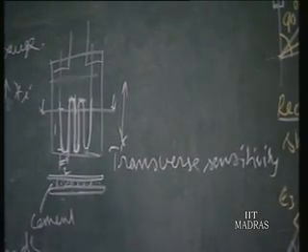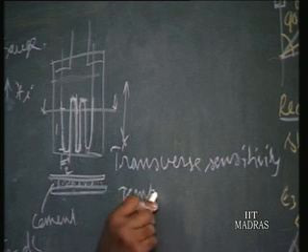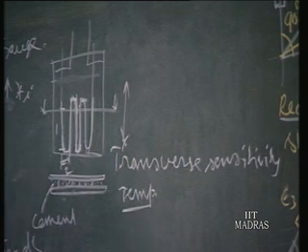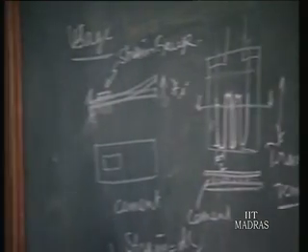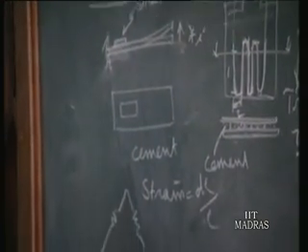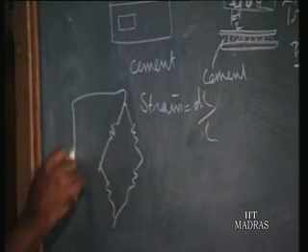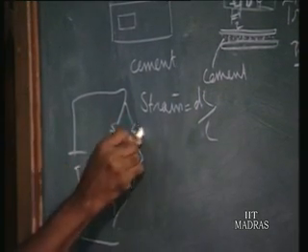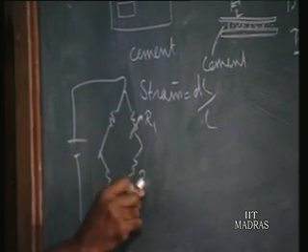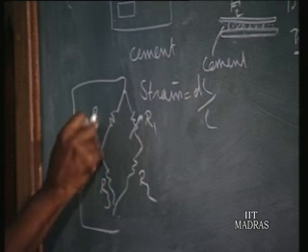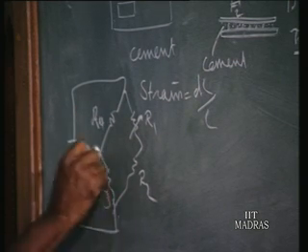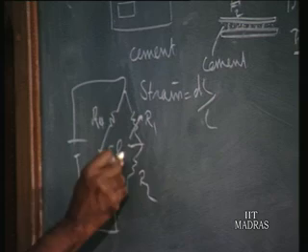Second error source is temperature. Temperature is the main error source in strain gauge measurement. Suppose we are using one strain gauge in a quarter bridge, like this. Only one is the active arm. That is, R1 is active, R2, R3, R4 are constant resistances, and we get output voltage EO.